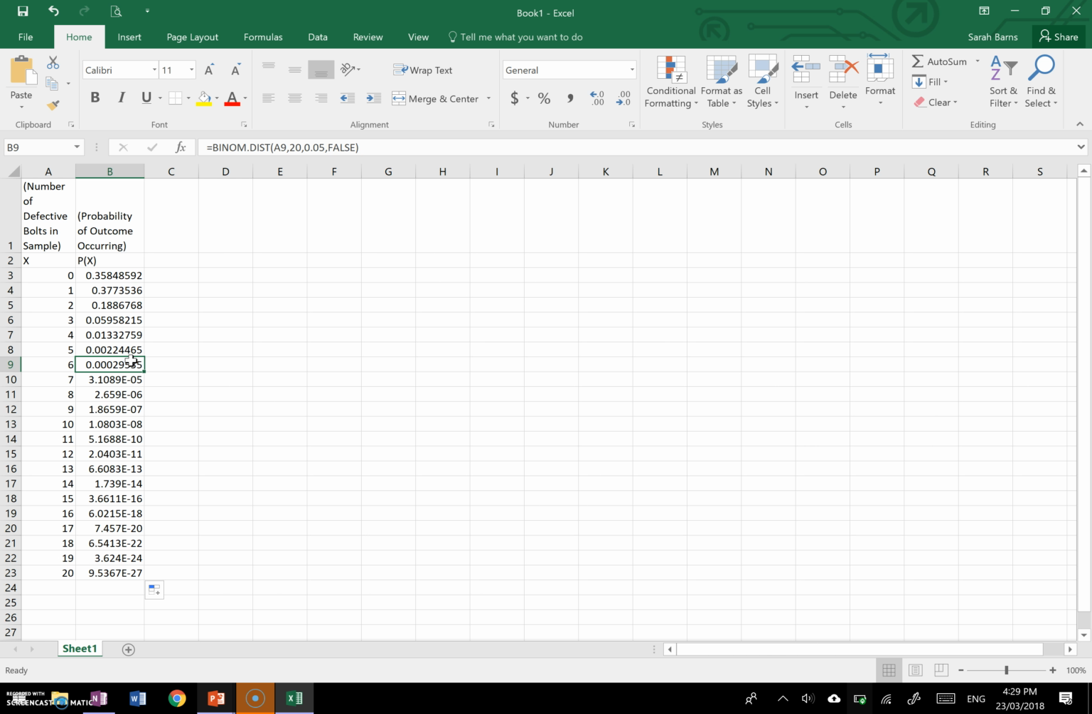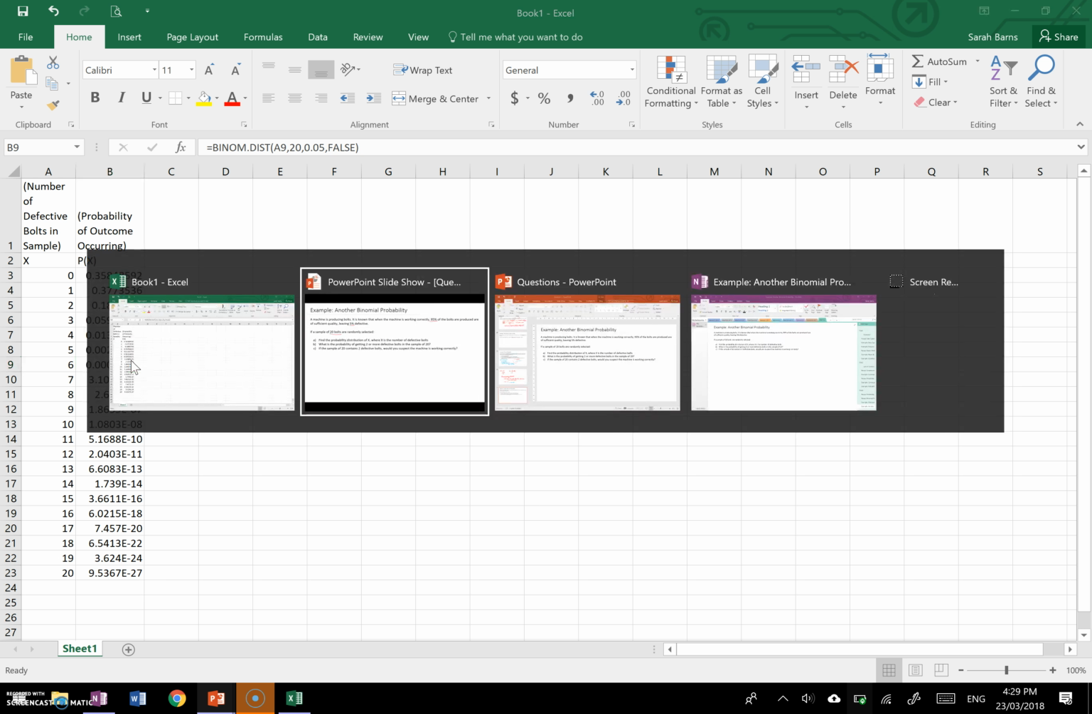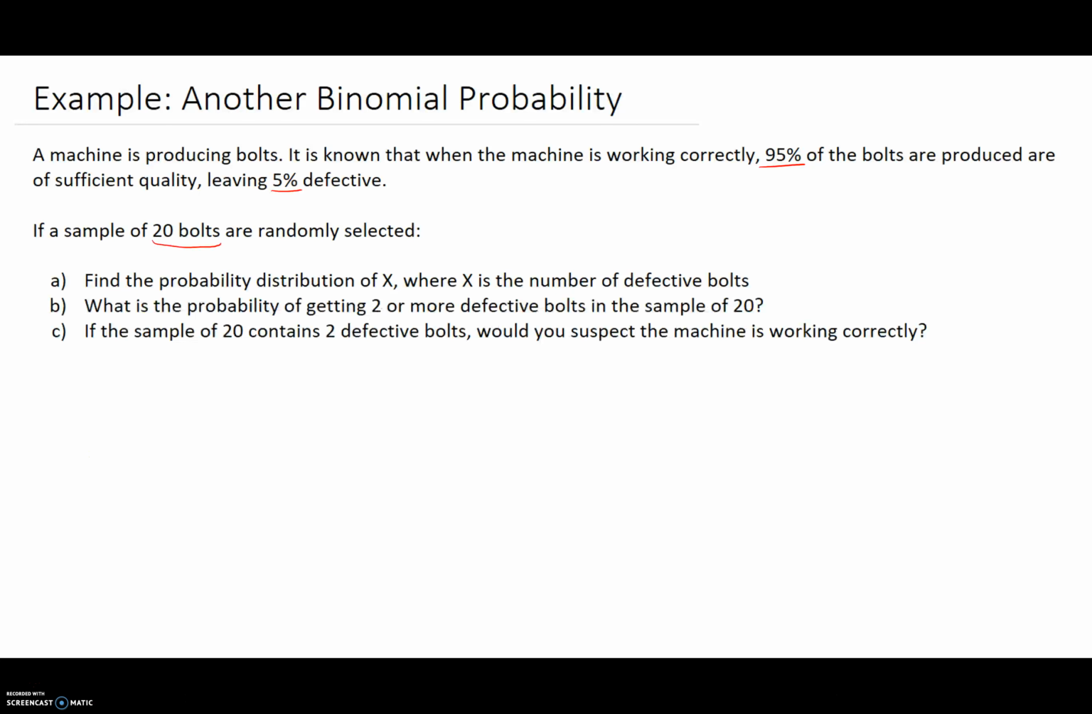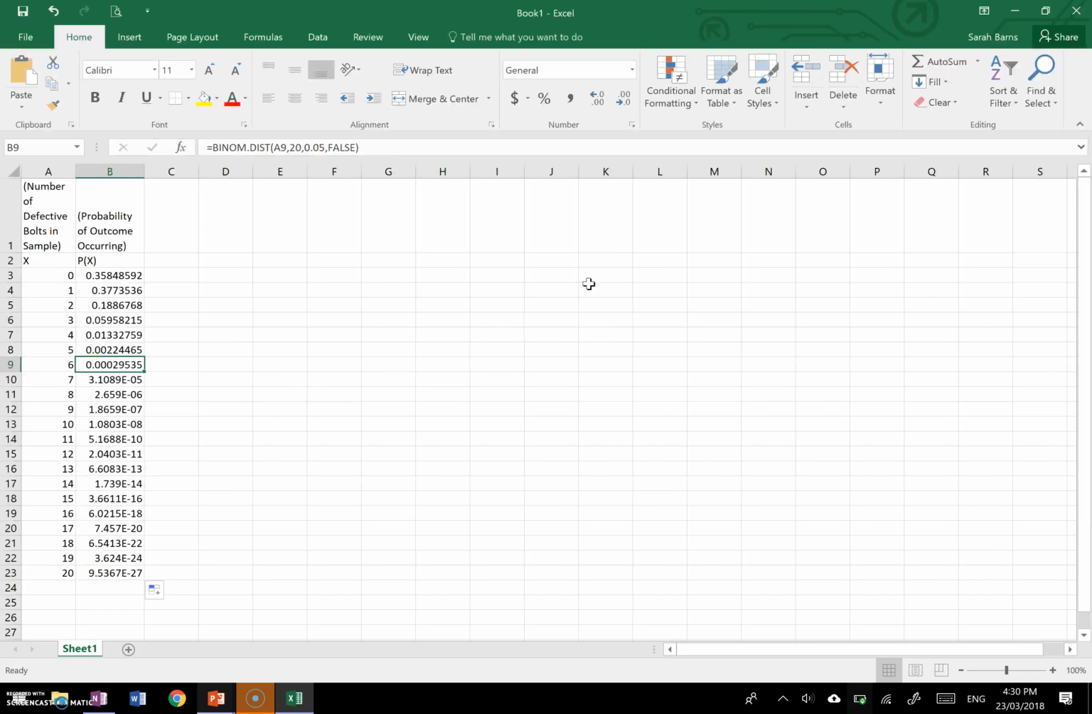All right, so that's the first question answered. The next question is looking at what is the probability of getting 2 or more defective bolts in the sample of 20? So 2 or more defective ones is the key here. So jumping back across, the probability of 2 or more defective bolts is what we're going to calculate.